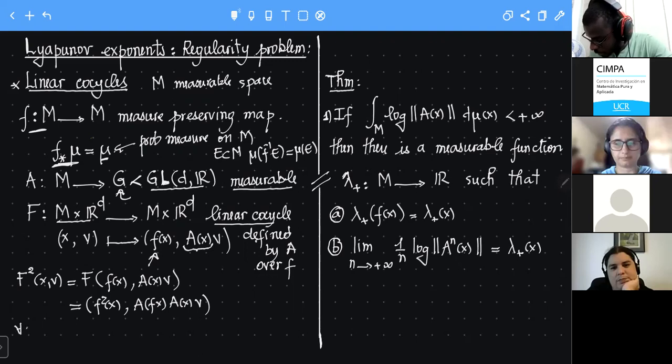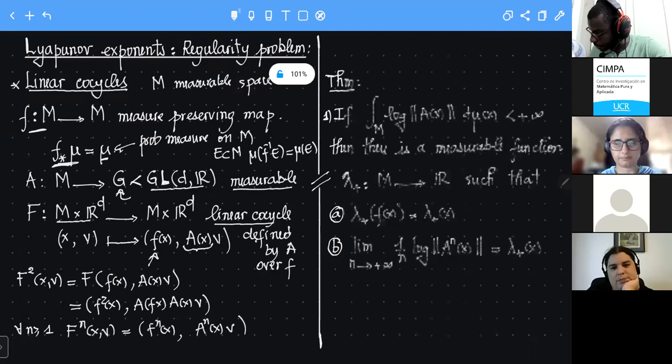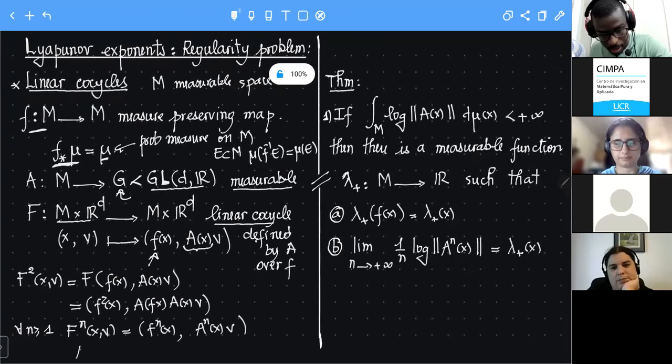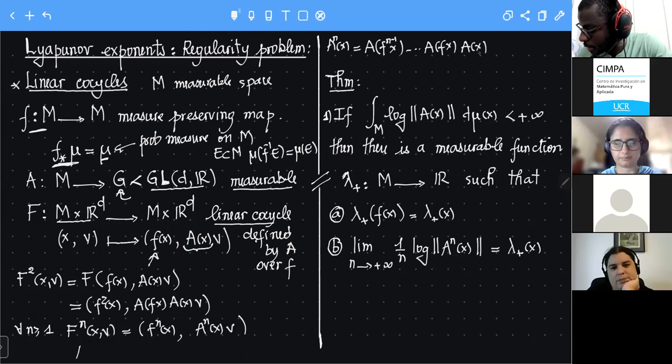So for any n greater than or equal to 1, you can see what F^n of (x, v) is. It is exactly f^n of x on the first coordinate, and on the second I will make a notation, A^n of x applied to v. What is A^n of x? It is just the product along the orbit of x: A of f^(n-1) of x, and so on until A of f of x and A of x. This is just a notation.